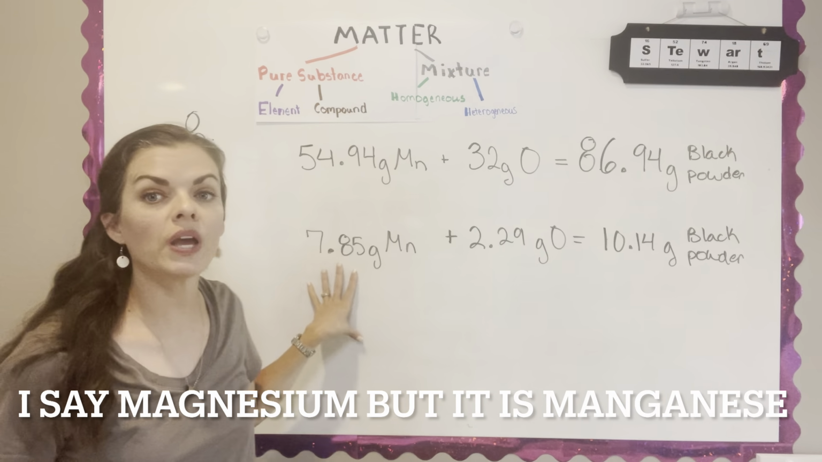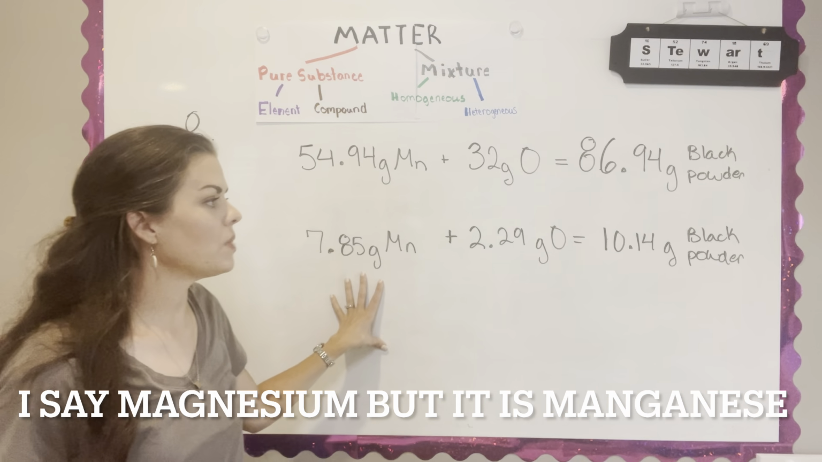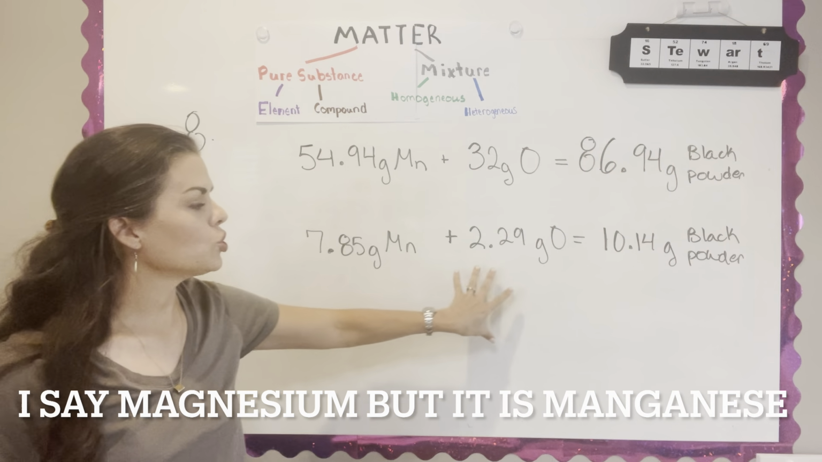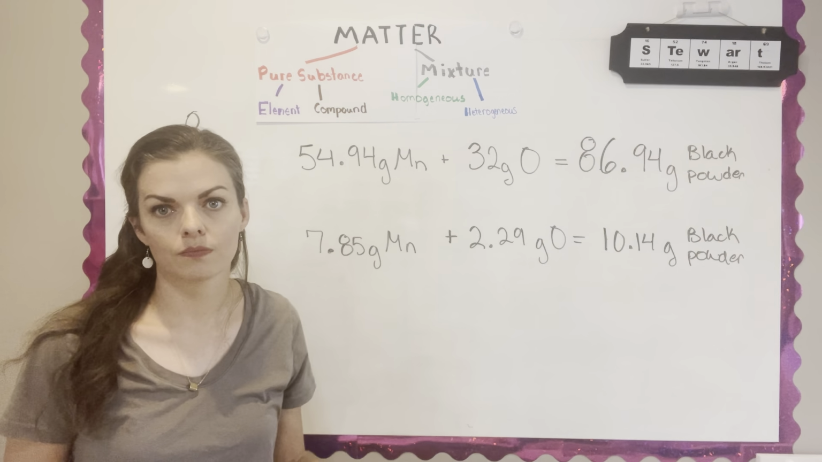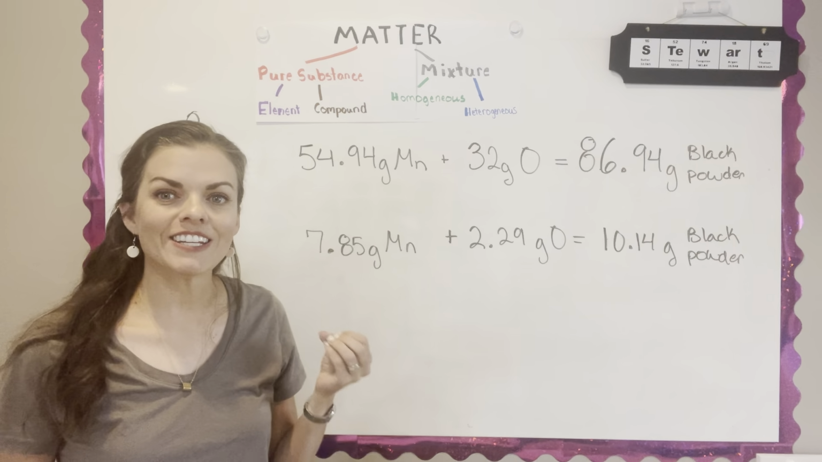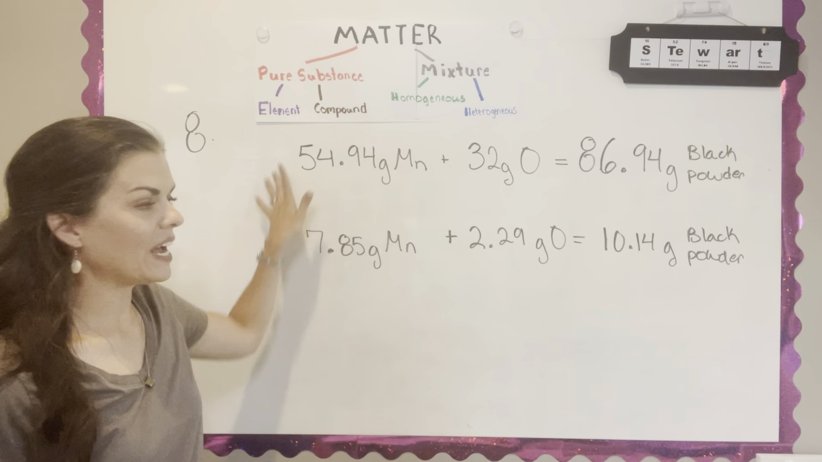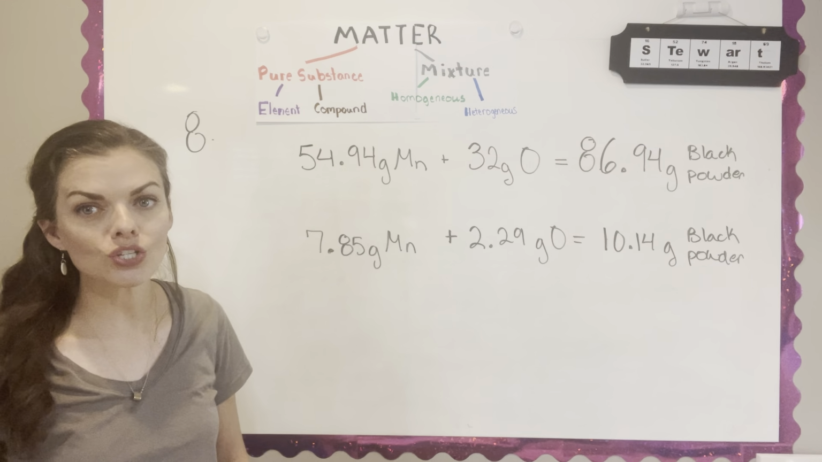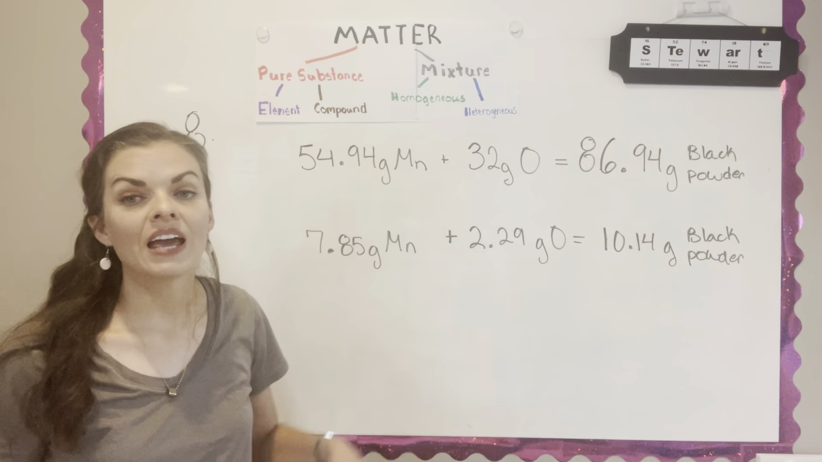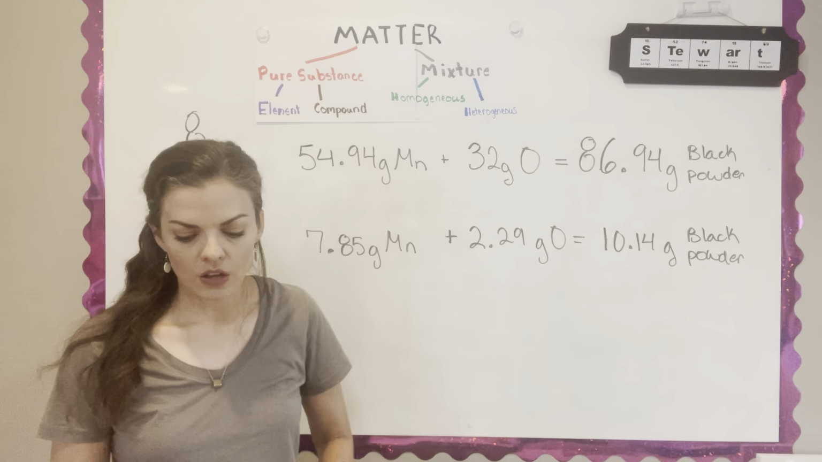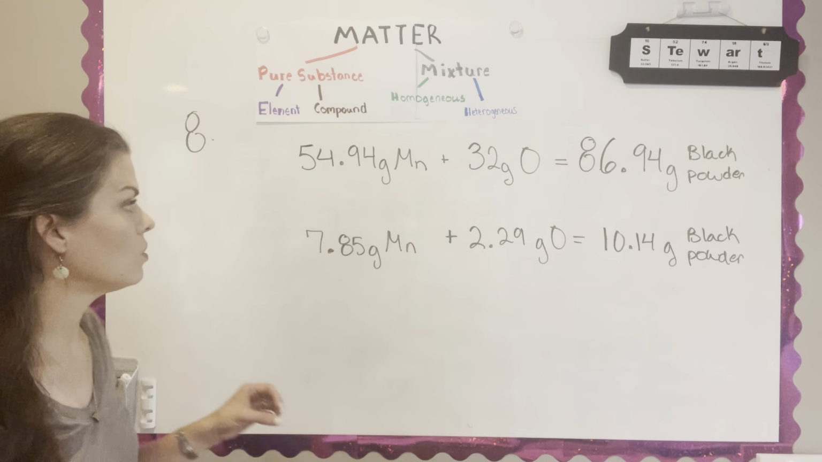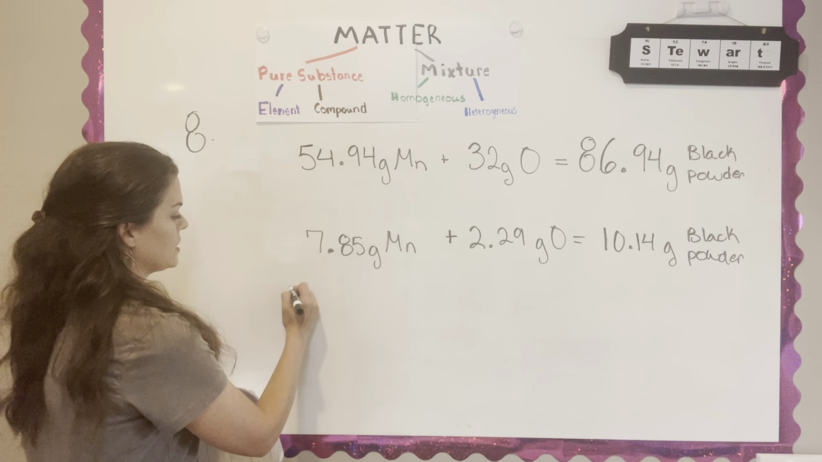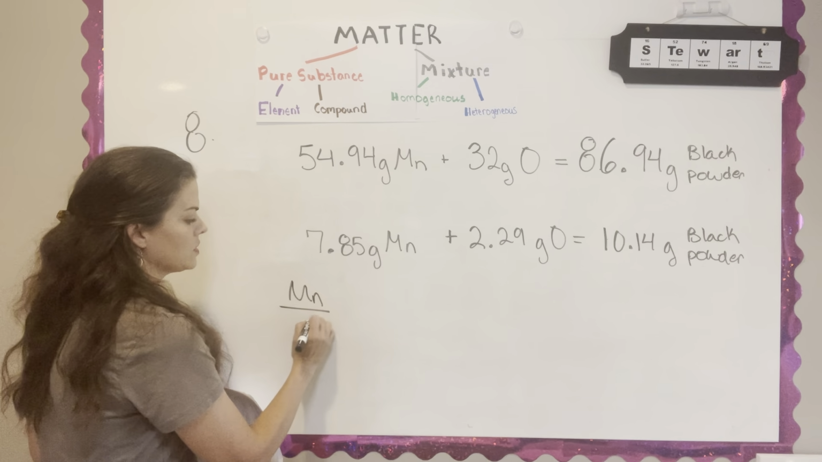It then gives you a different recipe to make a powder, and it is 7.85 grams of magnesium and 2.9 grams of oxygen. And the question is asking, is this the same compound as in question number 7? So to compare the two, we have to write a ratio and see if these are reacting in the same ratio. Now there's many ways that you can write a ratio. You may compare them differently, but I'm going to do magnesium to oxygen.